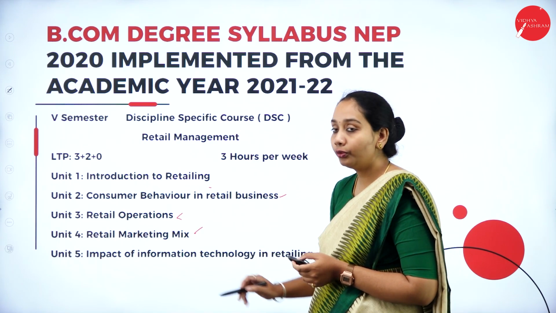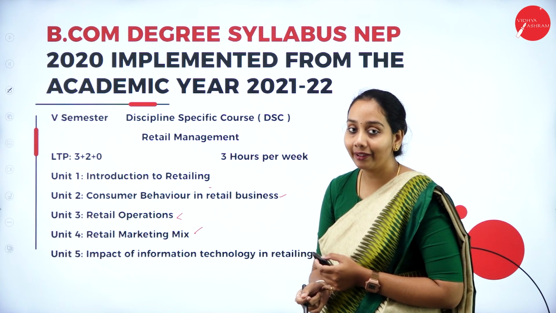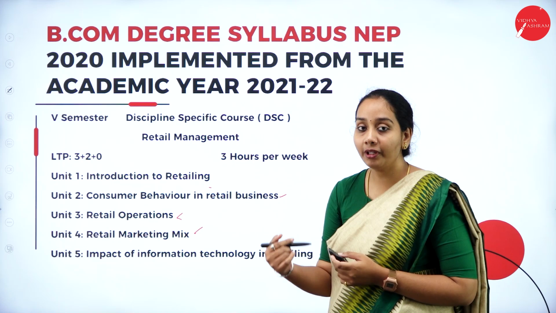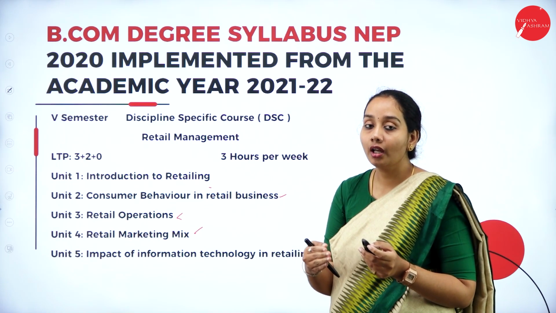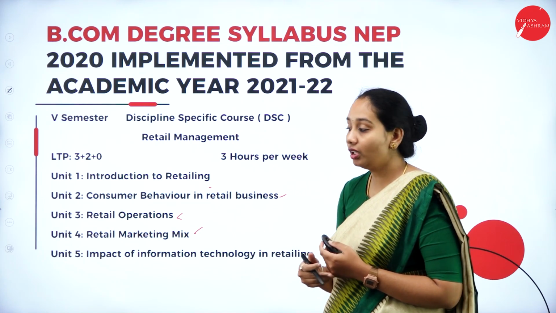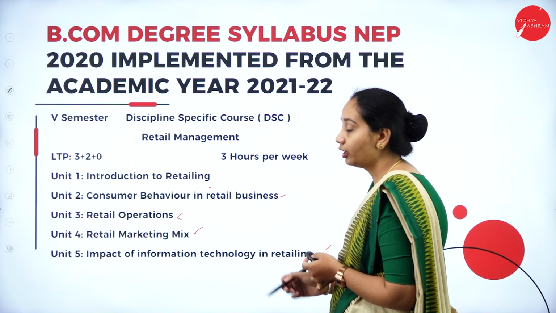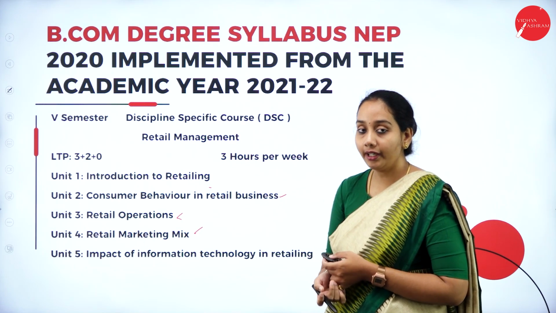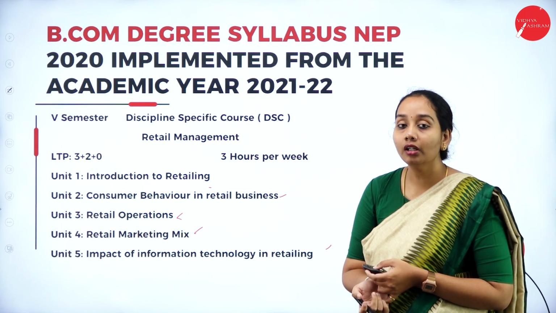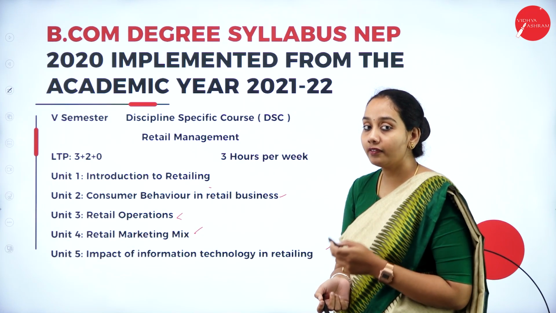Next, under unit 4, we are going to learn about the retail marketing mix. So as the 4 P's of marketing mix, how are they connected to the retail industry? And in the 5th unit, we are going to learn about the impact of current information and technology in the retail industry. So we'll see one by one.